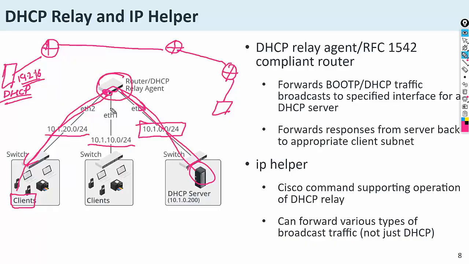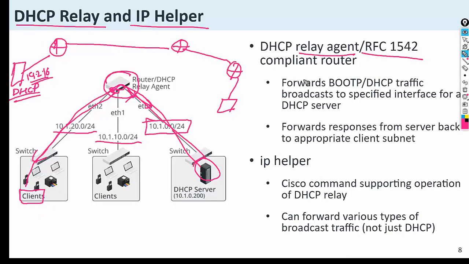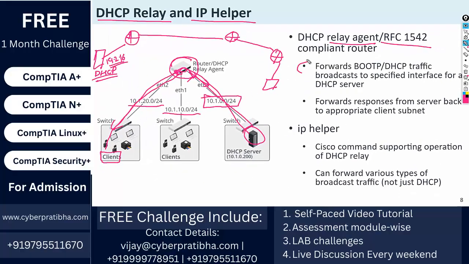The DHCP request forwarded by the router, this process is known as a DHCP relay or the IP helper. So here is the DHCP relay agent, meaning it just forwards the packet to a specific DHCP server. This is known as RFC 1542 compliant. So what is the work of the DHCP relay agent? It forwards the DHCP broadcast traffic to a specified interface, any interface for the DHCP server.